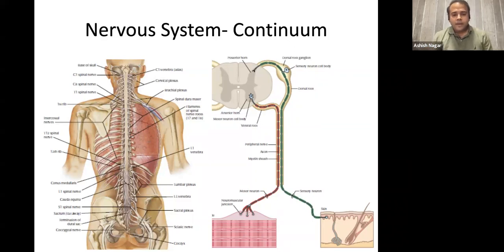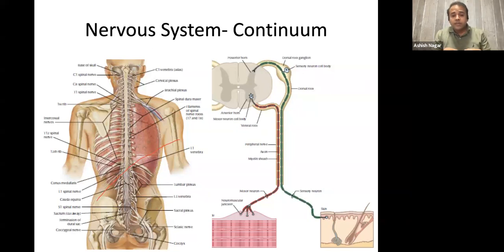So we have to understand that when we are talking about the central nervous system and peripheral nervous system, they are differentiated, but they exist in continuity. When I say in continuity, any movement in the neck can actually affect something that's going on in your foot. So why does it happen?